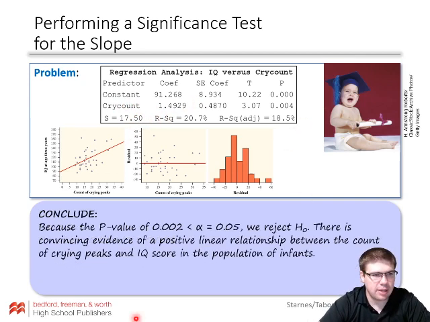Because that tiny p-value of 0.002 is less than alpha, we reject the null hypothesis, and there is convincing evidence for a positive linear relationship between the count of crying peaks and IQ score in the population of infants. This isn't just chance that we got a positive relationship that was that strong. This isn't particularly strong, but it's not just chance, is what we could say here. We could then follow this with a confidence interval for the actual slope, the actual relationship, for predicting IQ from cry count.